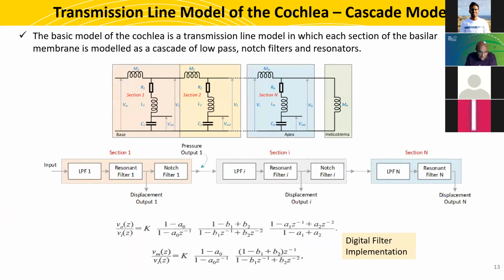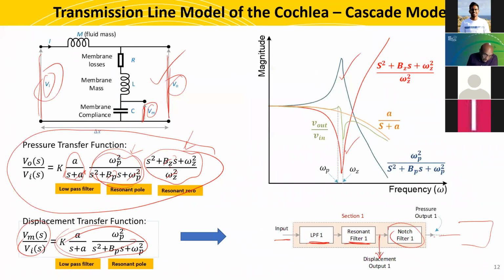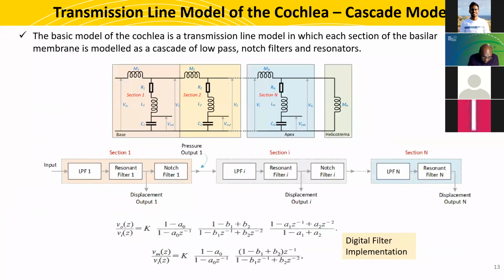If you translate this transfer function into a discrete model using any transformation, whether bilinear or impulse invariant, it's fine. You will get these equations, and you can find these coefficients as well. All these values are filter coefficients. So this will be a digital filter implementation. That's section 1, section 2, up to the last section.